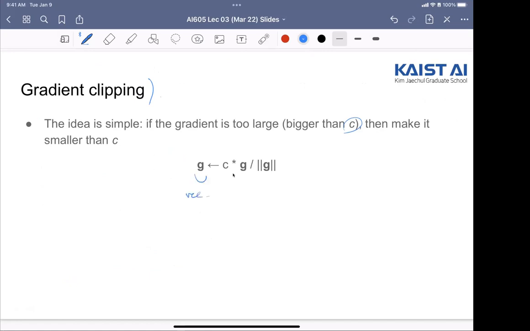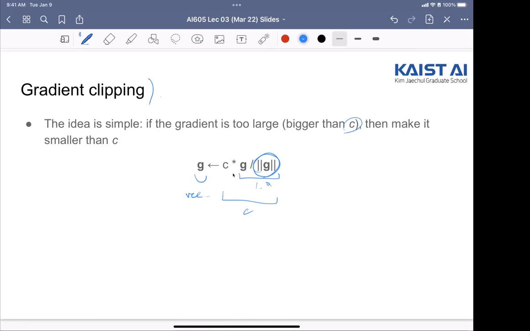And then if you multiply that by C and divide that by its norm, what will happen? Well, we know that the norm of this will be one, of course, because you're dividing a vector by a scalar. So it will still be a vector, but a unit vector because you're dividing by your norm. And then you multiply by C, then the norm of the entire vector will be C. And so you're basically flattening it, if it's bigger than C.